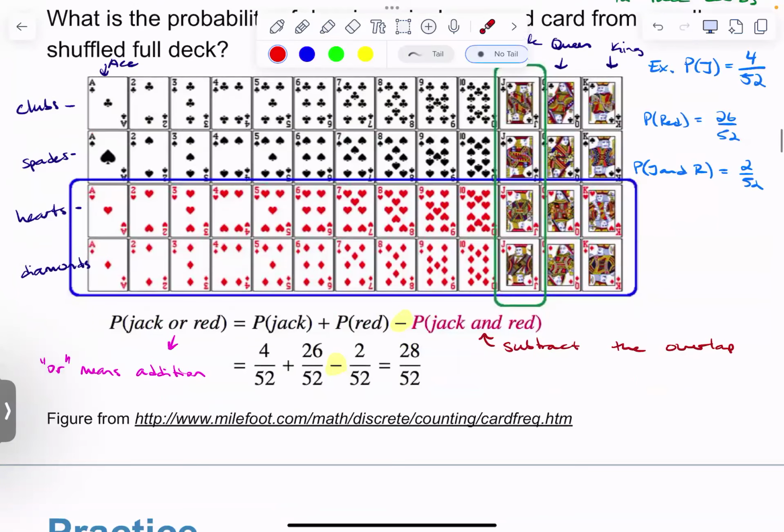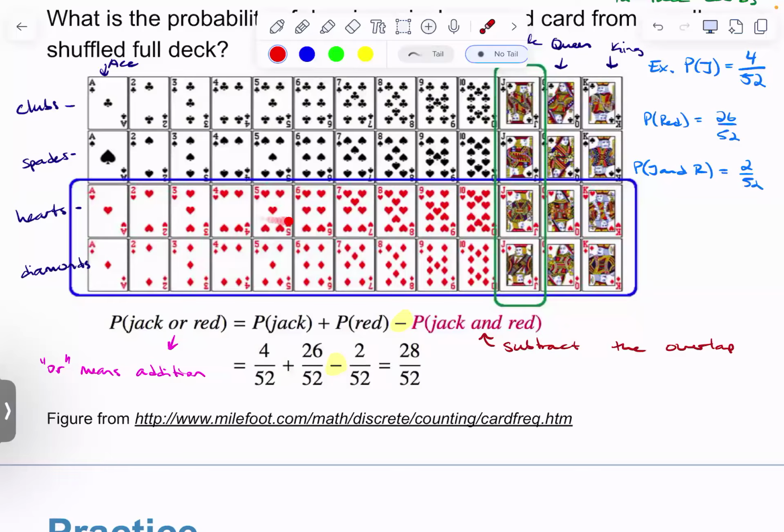What's nice about these fractions, and why I don't tend to simplify them, is that as long as I have a common denominator here, I can just add and subtract the numerators, right? 4 plus 26 minus 2 makes 28, which is the answer that we got to.